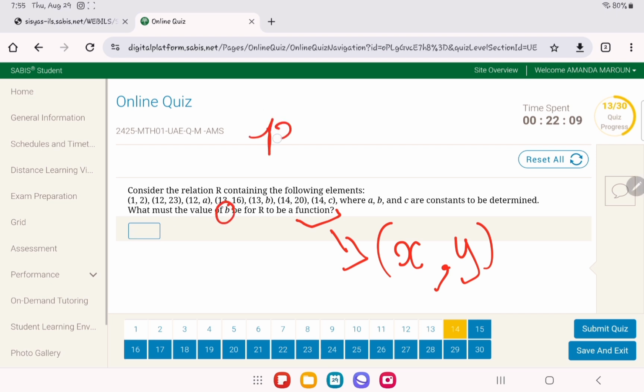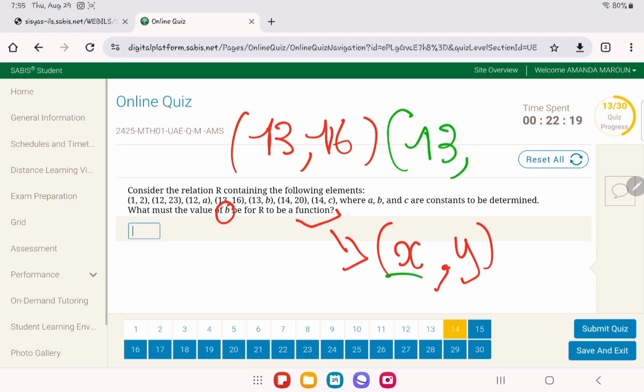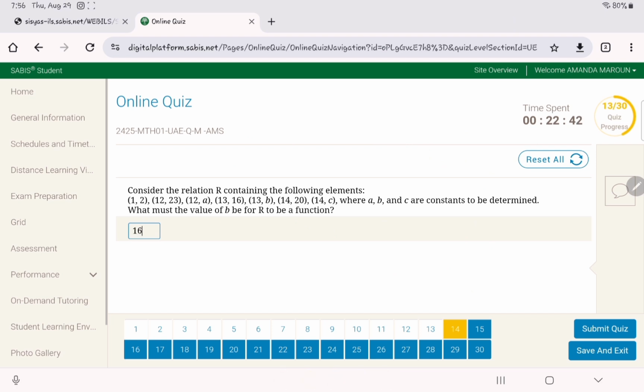We already have a 13, yes? And what's the Y? It's 16. So for it to be a function, the X has to be the same, which it is, okay? And the Y has to be the same, so they can be the same point. So if they are the same point, then it will not be considered that we have the same X but different Y. No, we have the same X and the same Y, so it will not affect the function. It will stay a function. So that means the value of B has to be 16. So 16.